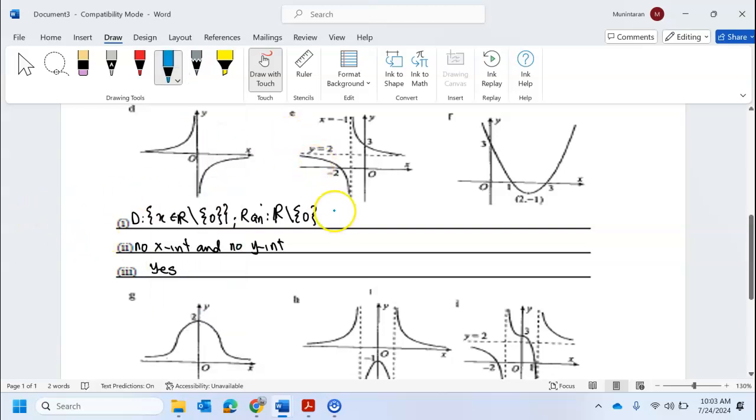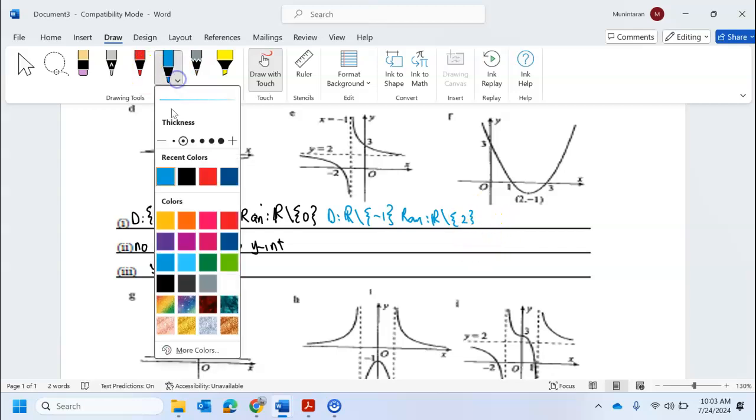For the next E, it's the same thing, but just the vertical asymptote has been different. So for the domain here, you can say that it's supposed to be the R backslash curly bracket of -1, and your range R backslash of 2, because the vertical asymptote is 2, y does not equal 2. And of course the x-intercepts and y-intercepts you can find. I'm not gonna do that, and it is still a function.